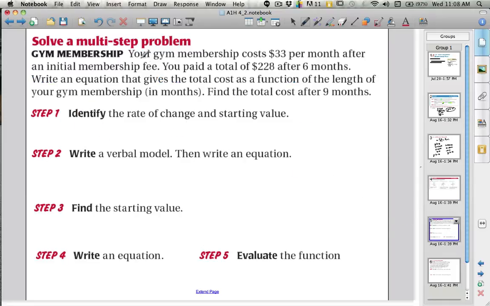Here's a scenario where I have a gym membership that costs $33 per month. Remember, $33 per month. This is a rate of change. This is going to be my slope.